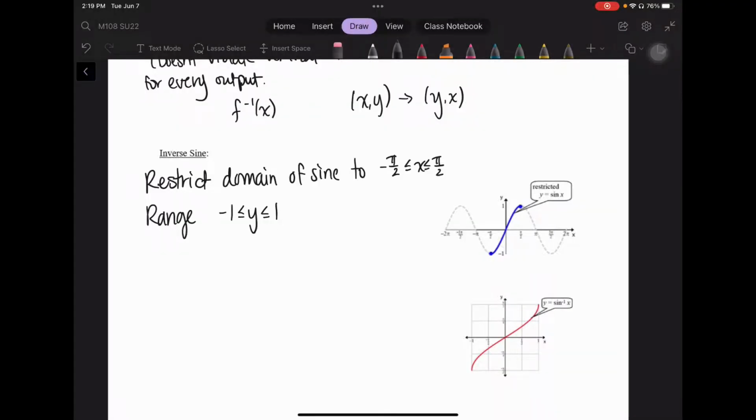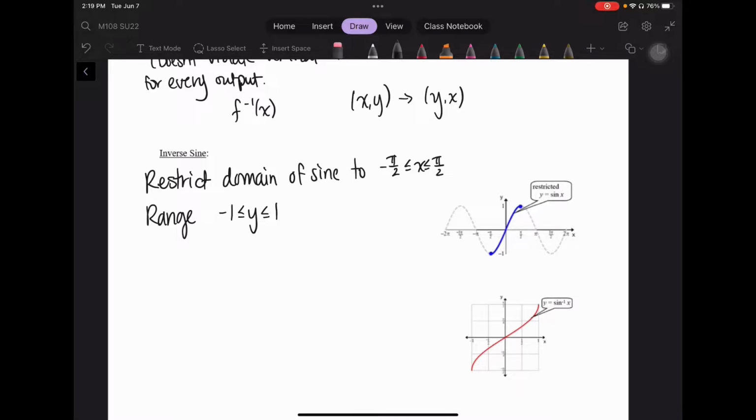Here is our graph of the inverse of sine, where the point (π/2, 1) becomes (1, π/2). And the point (-π/2, -1) becomes the point (-1, -π/2). And the point (0, 0) stays (0, 0).